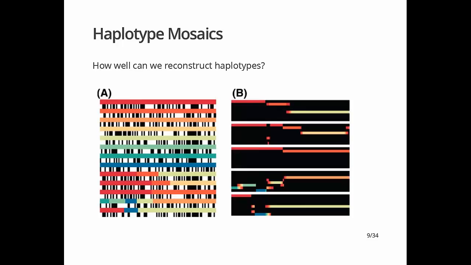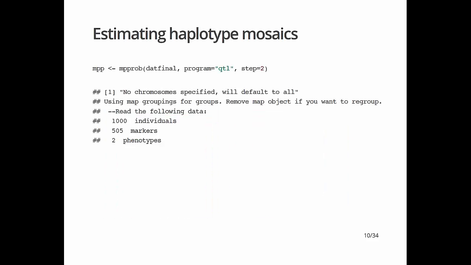So I showed this diagram on Tuesday, so I'm not going to go into it, but essentially what we're trying to do is pull apart these chunks, and we're trying to do it with as much confidence as possible. The function we use to do that is called MP-prob, and basically you feed in your MP cross object. You choose a program, so you can either compute it with R/qtl, so using exactly the same machinery as the calc.genoprob function in R/qtl, or you can estimate it using HAPI, which doesn't use any of the pedigree information, but also produces probabilities, and then you choose a step size. So in this case, it's choosing markers every 2 centimorgans.